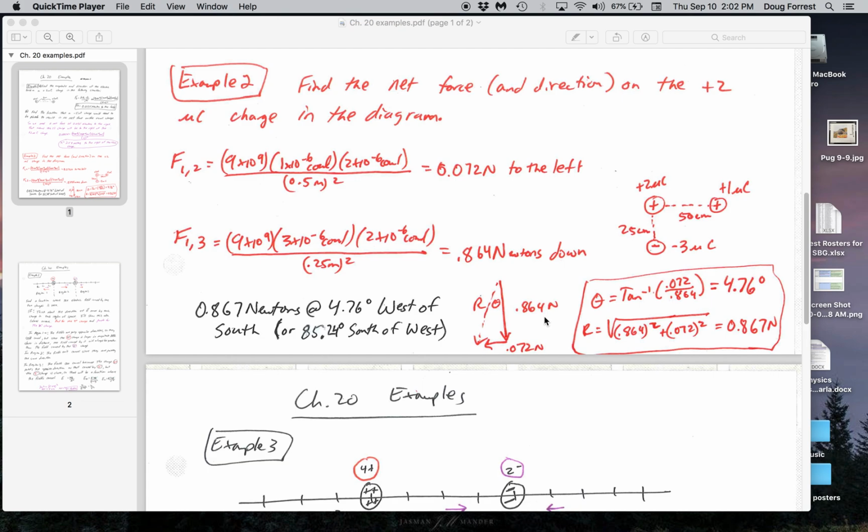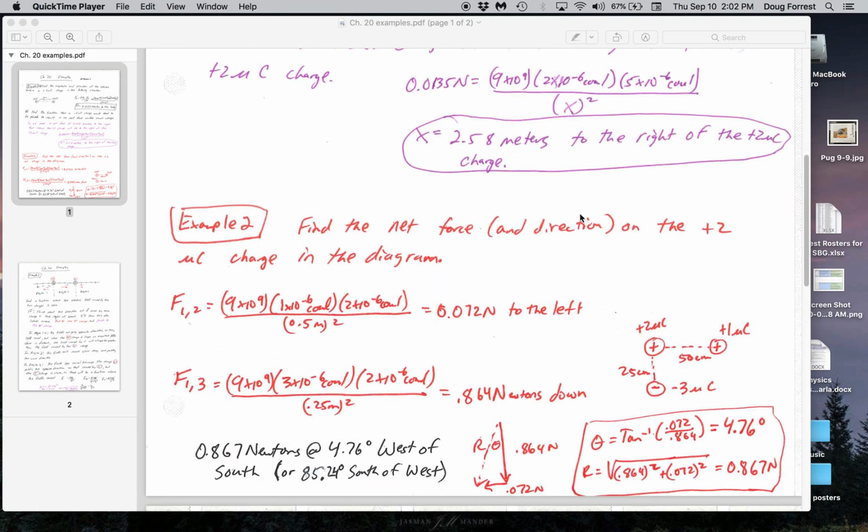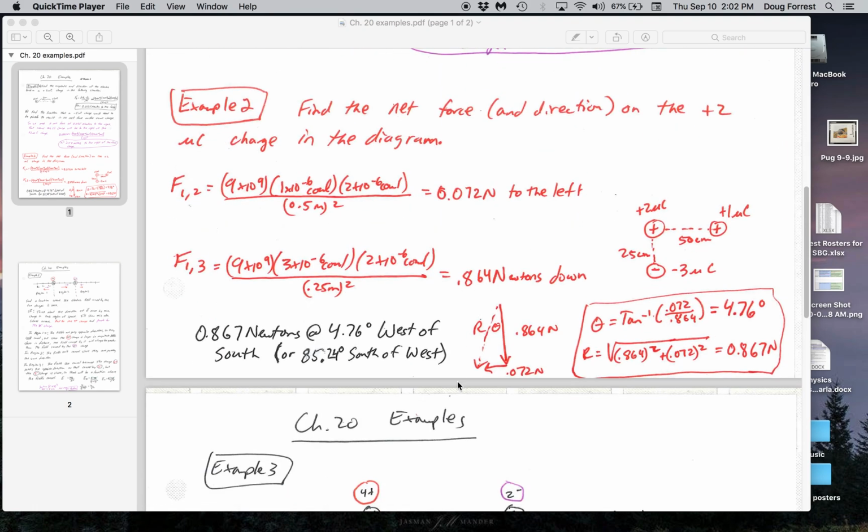Notice that this is a lot more, but that's because this is 3 times the charge and it's twice as close. So 3 times the charge in this formula would result in 3 times the force. Twice as close would result in 4 times the force because the distance is squared. So 3 times the charge and twice as close means that this should be 12 times this amount. And I bet if you multiply 0.072 times 12, you get this.